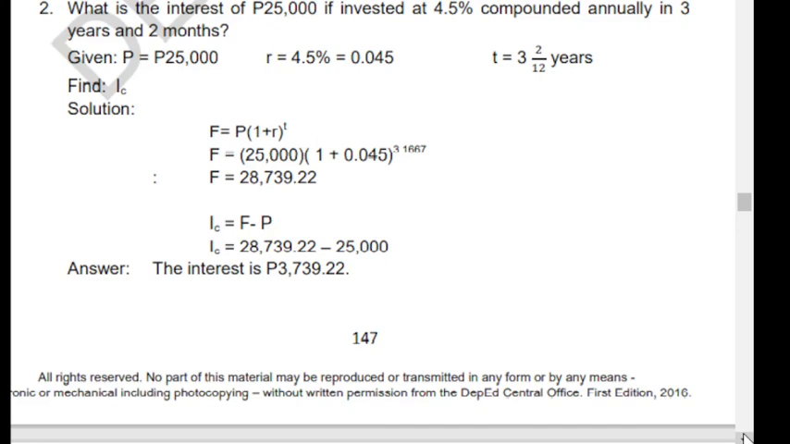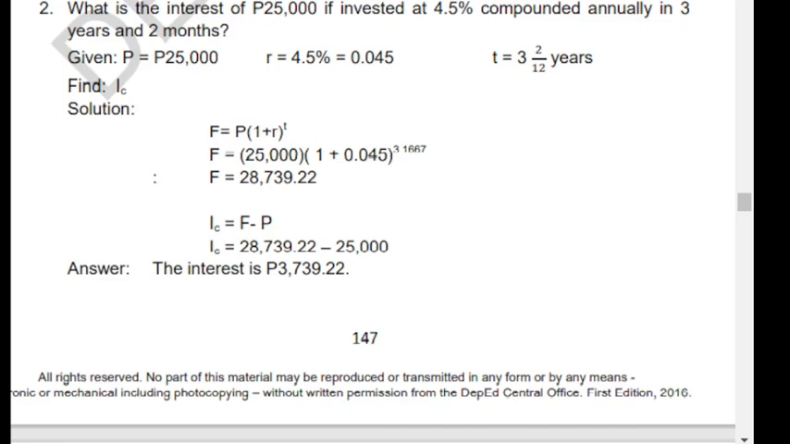Then computing, we have P of 25,000 times 1 plus 0.45 to the power of 3.66, 3.1667. So the answer is 28,007.